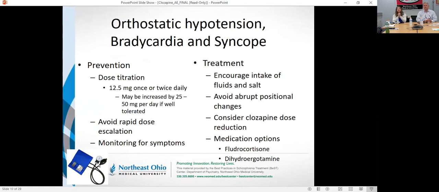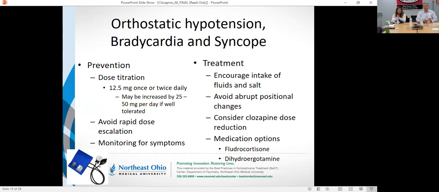For prevention of the orthostatic hypotension and bradycardia, they do recommend dose titration. So starting at 12.5 milligrams once or twice a day and increasing by 25 to 50 milligrams a day, and only pushing that a little bit up to 100 milligrams a day adjustments if needed, if the patient can tolerate it. Avoiding those rapid dose escalations and monitoring for any symptoms, so any dizziness that they may experience.